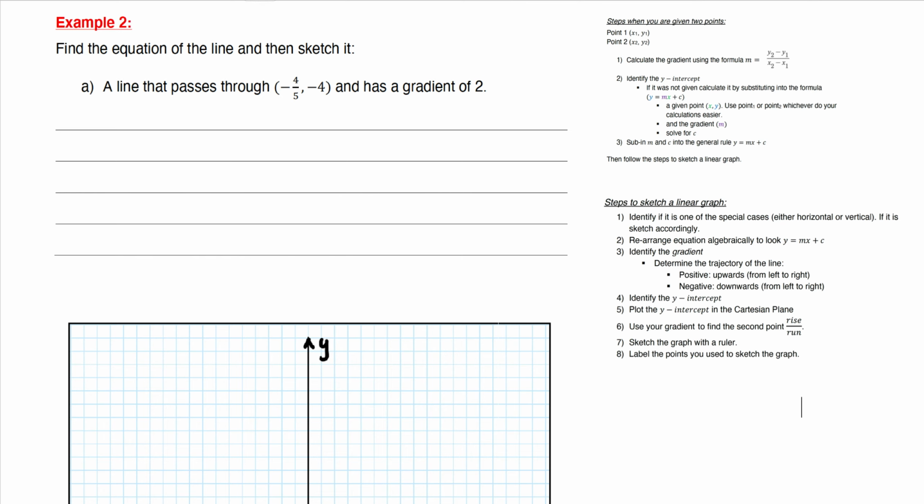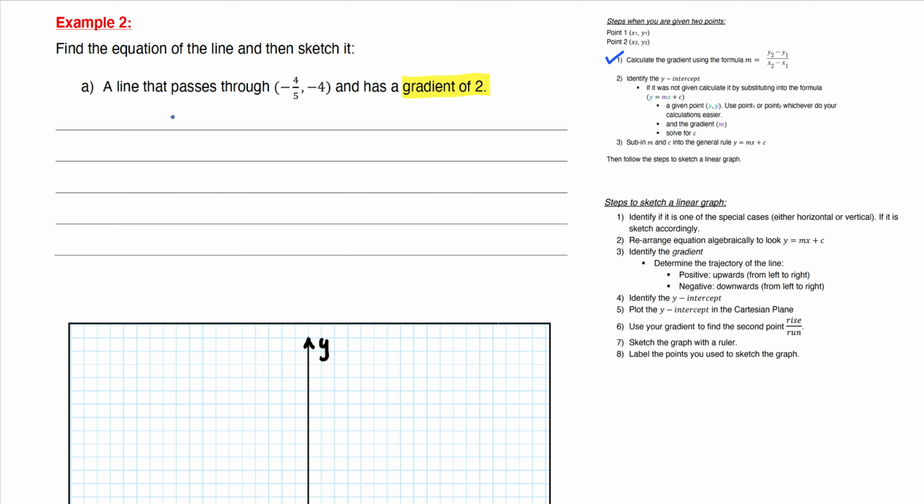Example 2 says, find the equation of the line and sketch it. A line passes through the point (-4/5, -4) and has a gradient of 2. So I'm going to follow my steps here. It says point 1 and point 2. In this case, I don't have 2 points. I'm given already the gradient, which means that we already have this one. Good. So identify the y-intercept. Do I have the y-intercept? No, I don't have it. So we're going to focus on these steps here of what I need to do.